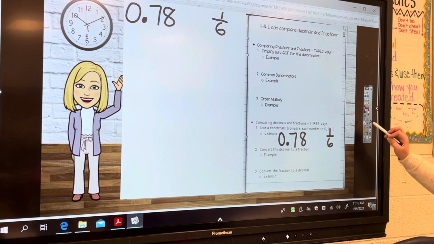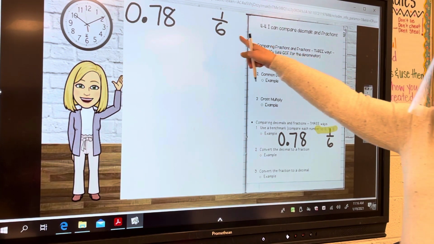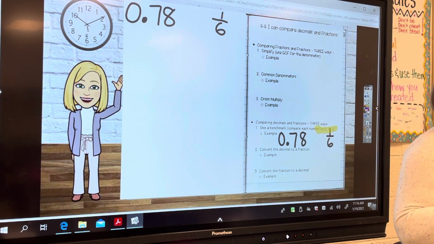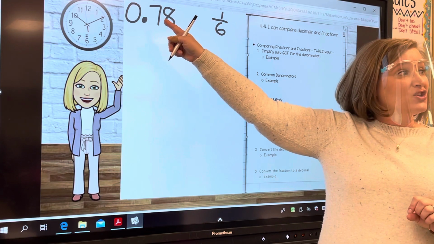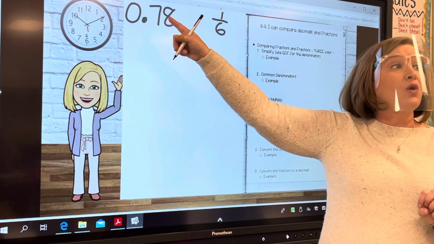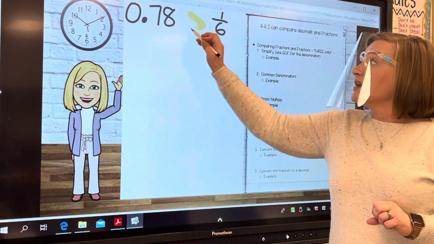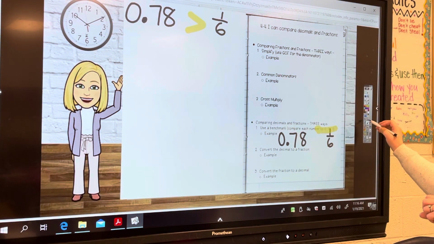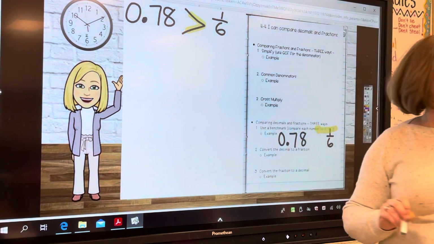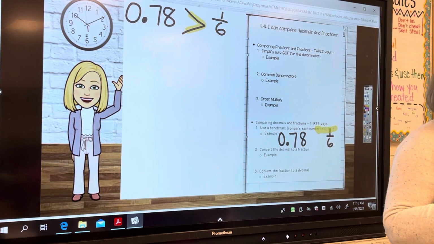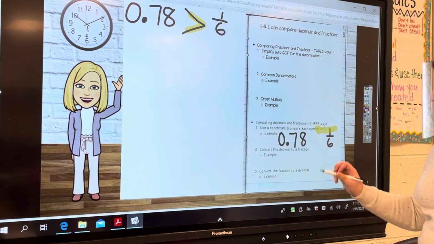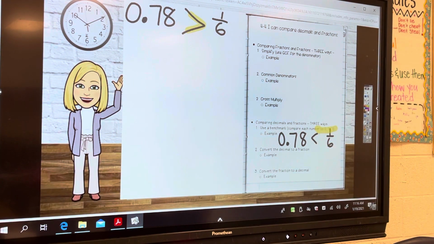Because if we look right here, 0, 1/2, and 1. Because how much is 1/2 if we're looking at 6? You got to have 3 for it to be 1/2. Okay? So, is 78/100 greater than, less than, or equal to 1/6? Greater than. It's greater than. Because 78/100 is close to 1. Okay? 1/6 is not even close to 1/2. All right? We know how much 1/2 is.